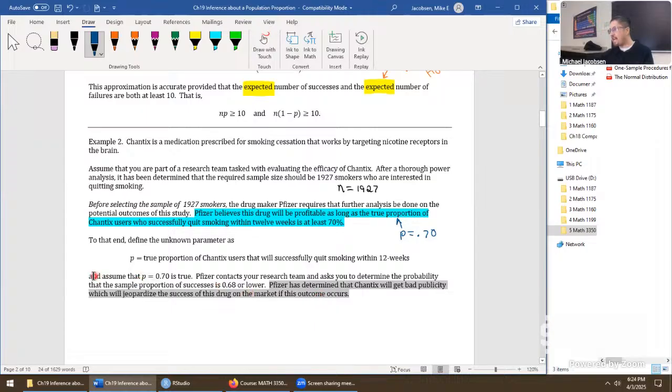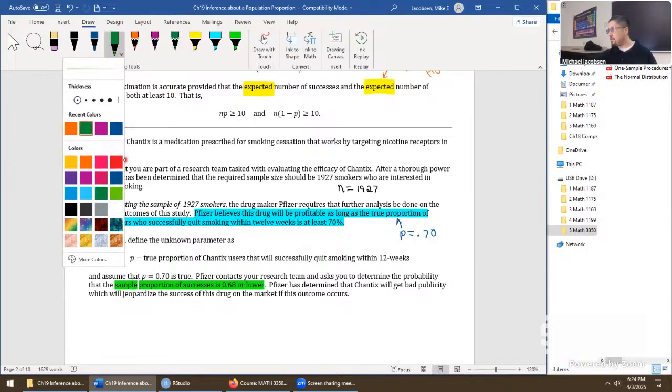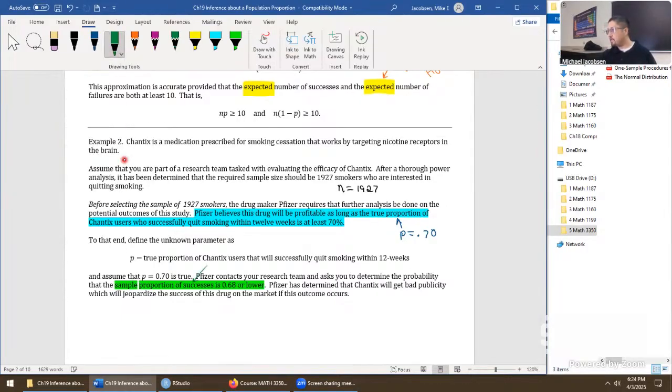So the odds of this happening, the probability of getting p hat at 0.68 or lower is really high. Pfizer might cancel this entire program right here and now. So let's look into this part. Referring to p hat, when we say proportion of successes in the sample, that should really be highlighted as well to make this p hat.